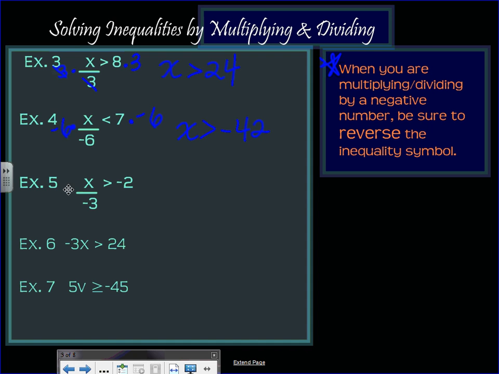Example 5. Again, I'm multiplying by a negative 3 to both sides. So again, these cancel out. I'm left with x is greater than a positive 6.